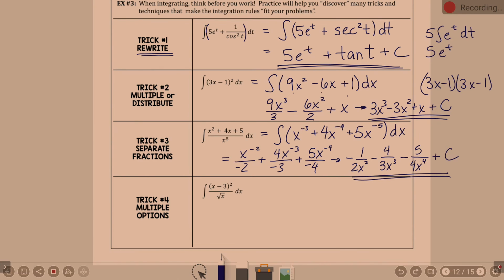And when you're ready, trick number 4. Notice it says multiple options. We're going to combine a couple of the options we just did. What should we do first?